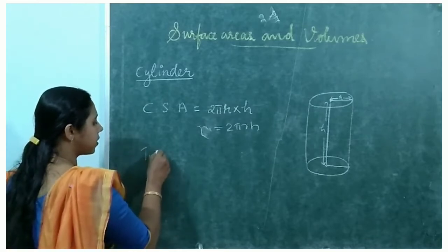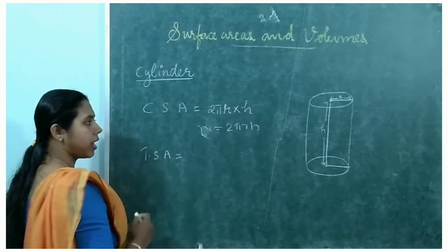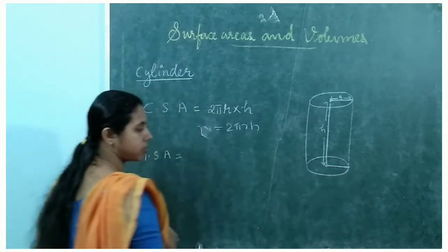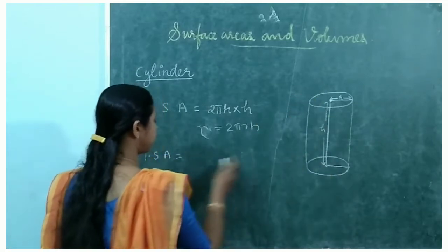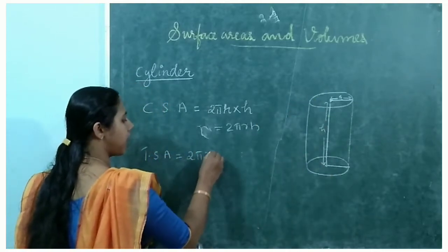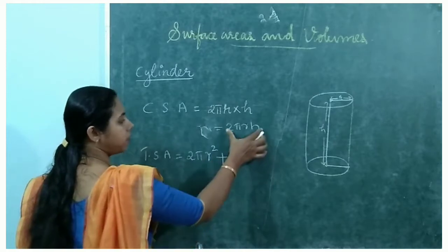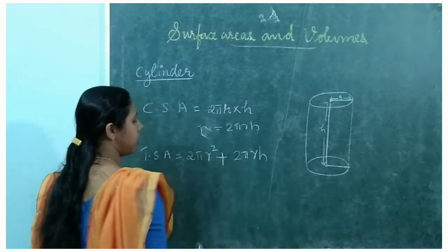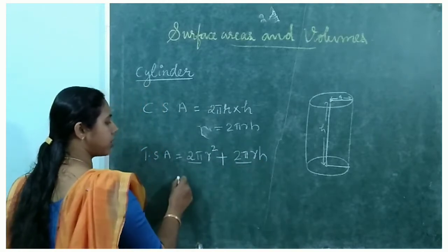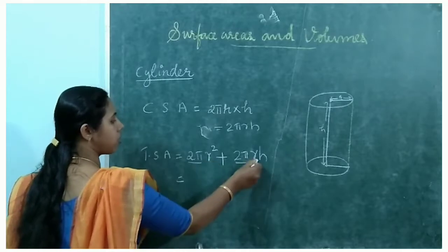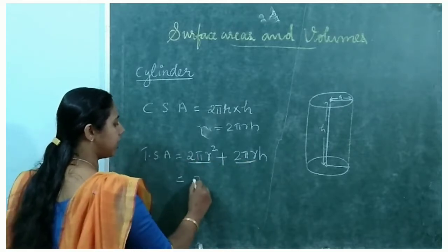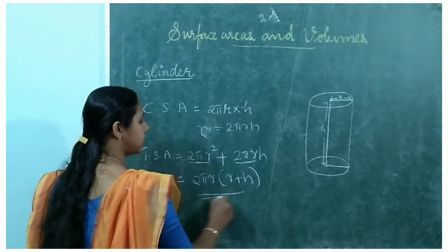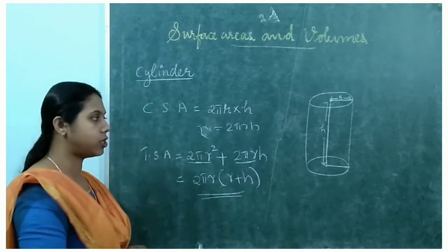If we know the curved surface area, we can find the total surface area of the cylinder. The total surface area of a cylinder is equal to the area of two circular shapes. We know the area of a circle is pi r square. So there are two circular faces, total area 2 pi r square, plus the area of this curved face, 2 pi r h. In both terms 2 pi r is common, you can take it out. Then 2 pi r into (r plus h). That is the total surface area of a cylinder.